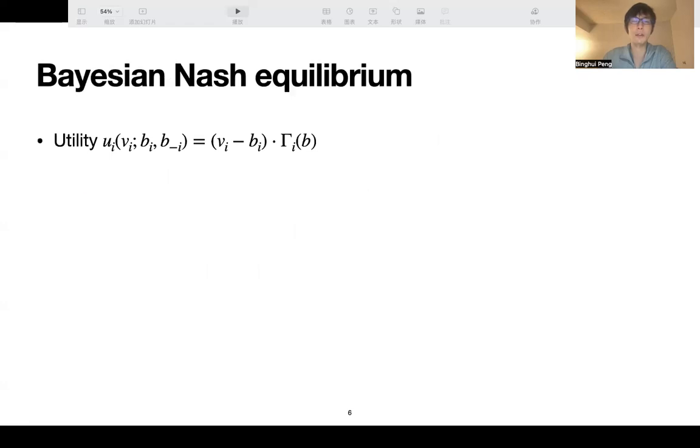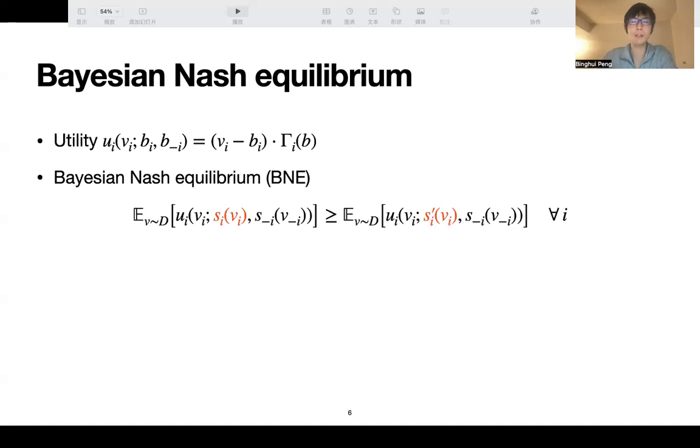First, for player i, its utility equals (Vi minus Bi) times gamma i. Recall gamma i here is the allocation. So in particular, if the atom is allocated to player i, then gamma equals 1, and the utility is Vi minus Bi. This is its value minus the bid. Otherwise, gamma i equals 0, and player i receives 0 utility.